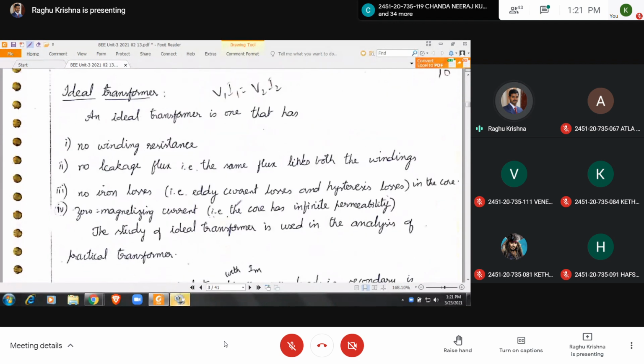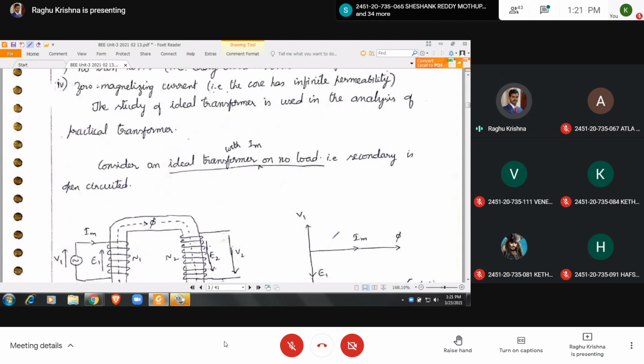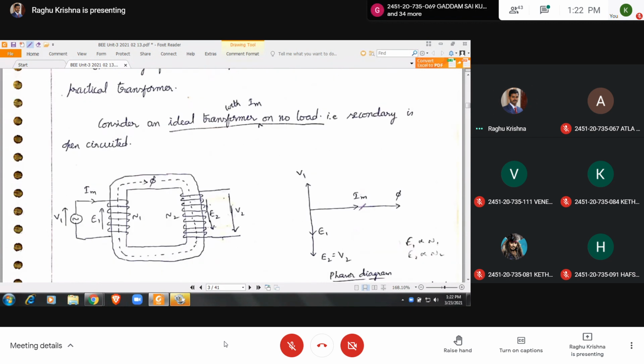First, the ideal transformer does not exist, but for the sake of understanding it is useful. Next, we are going to eliminate the assumptions one by one. First, instead of zero magnetizing current, we consider that some amount of current is required to set up the flux. That is the fourth point we are considering. So let us take some magnetizing current IM, and this is the flux.